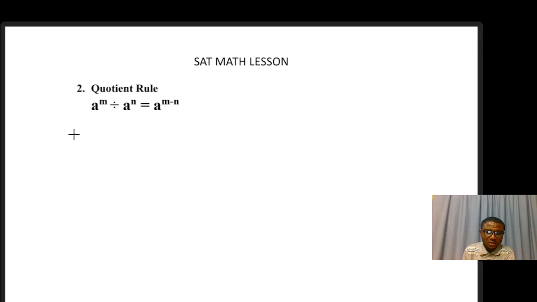For instance, let's simplify 2 to the power of 3 divided by 2 to the power of 1. Now, this rule says we should do m minus n. So this will become 2 to the power of 3 minus 1, right? And this will give us 2 to the power of 2.